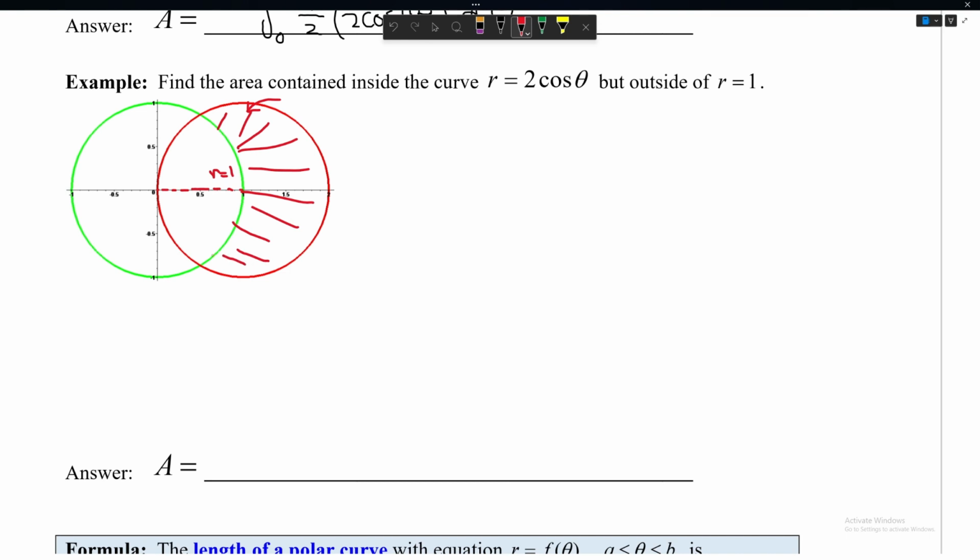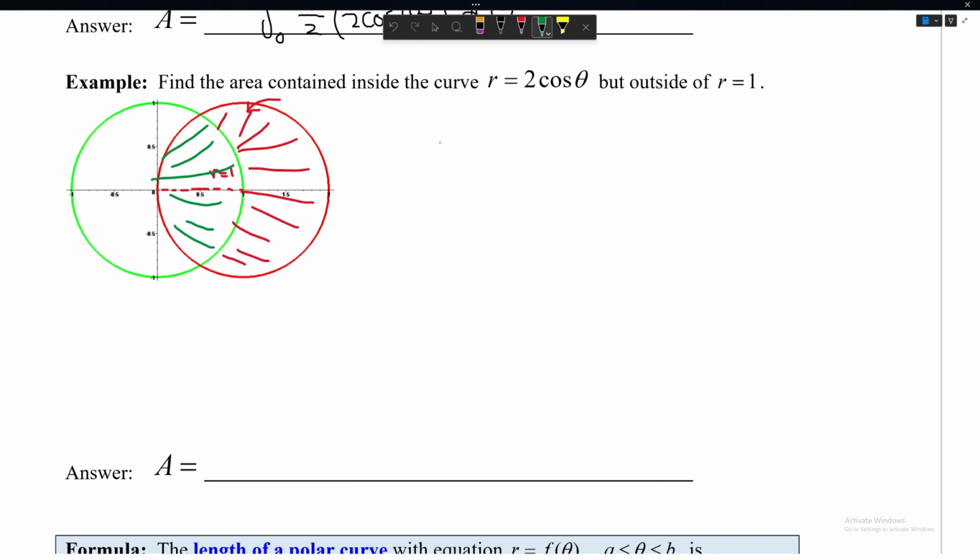Now, to make your life easier, what you could do is find the area of a full circle and then subtract this from this area, right? So now the question is, how can I find this area? So let me choose a different color. How can I find this area? The way you can find this area is you can simply use the equation and use the same way we've been doing before.